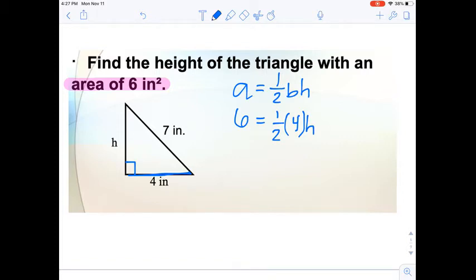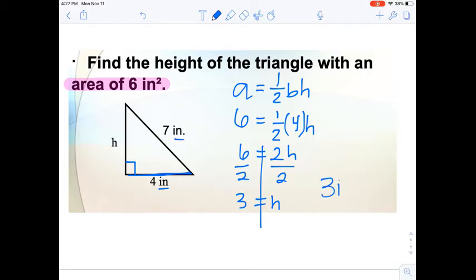Now we're going to use our skills from chapter 4, and we're going to solve this to get the height by itself. So we have 6 equals 1/2 times 4 is 2, 2h. We divide both sides by 2. Make my line here. And I get h equals 3. I'm not done. I have to label. It's not 3 inches squared because we're not finding the area. We're finding the height. The measurements here are in inches. So it's 3 inches.